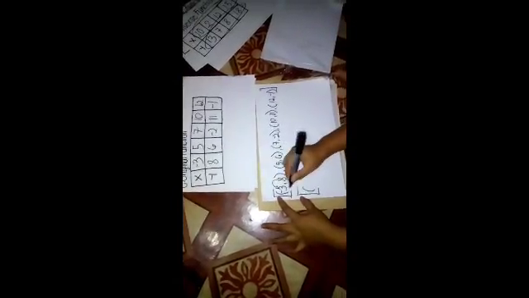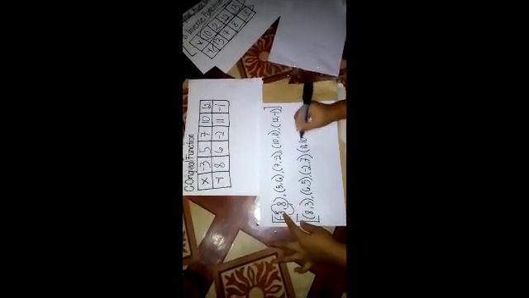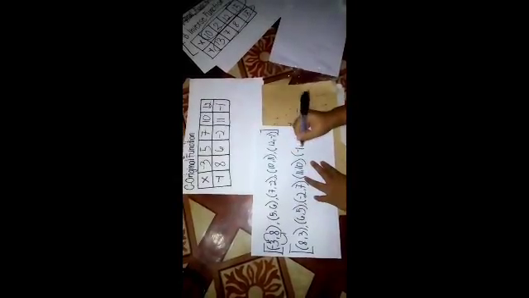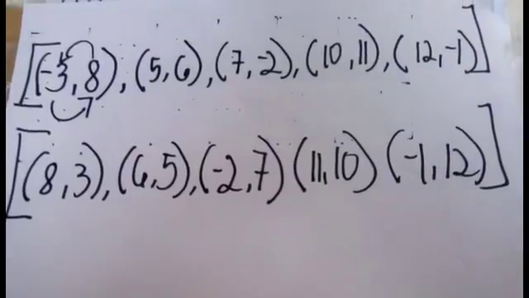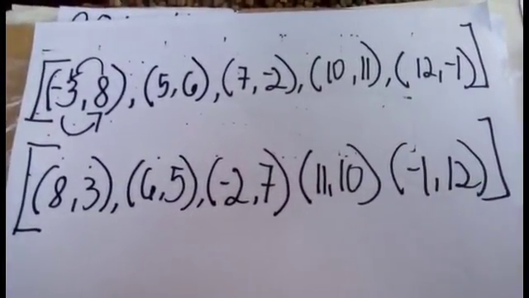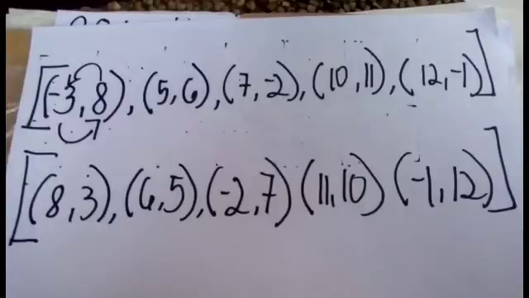And now let's have the inverse of the ordered pairs. You just swap the two numbers to get the inverse. And now we have the inverse function described by the set of ordered pairs. So we have now the ordered pairs of the inverse and the original function.